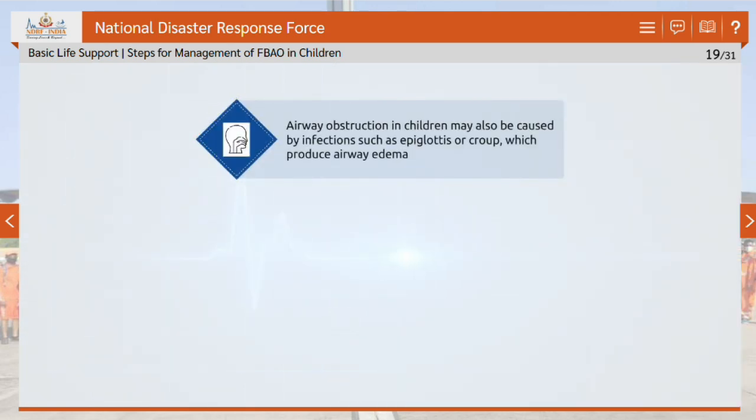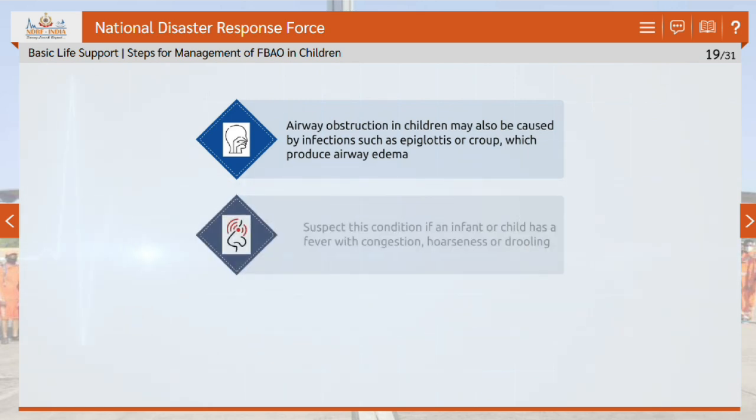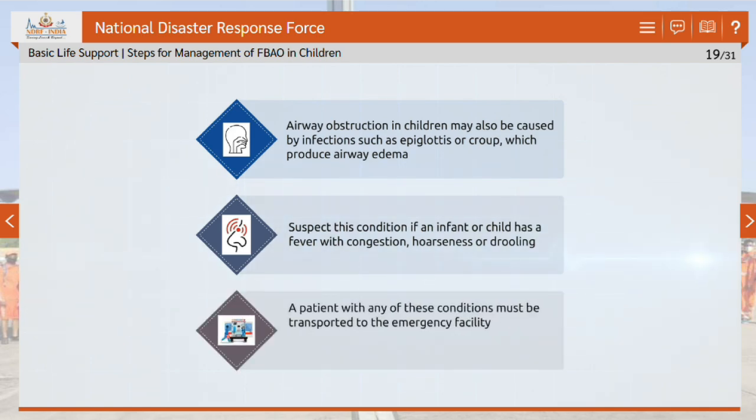Airway obstruction in children may also be caused by infections, such as epiglottitis or croup, which produce airway edema. Suspect this condition if an infant or child has a fever with congestion, hoarseness or drooling. A patient with any of these conditions must be transported to the emergency facility. It is dangerous to the patient to attempt to relieve this form of obstruction.